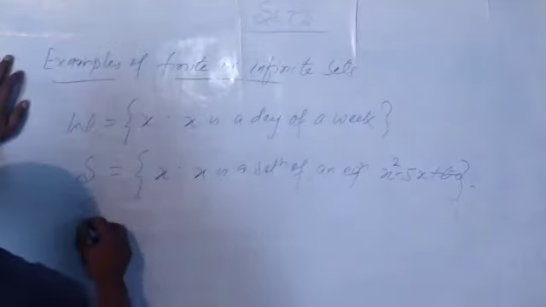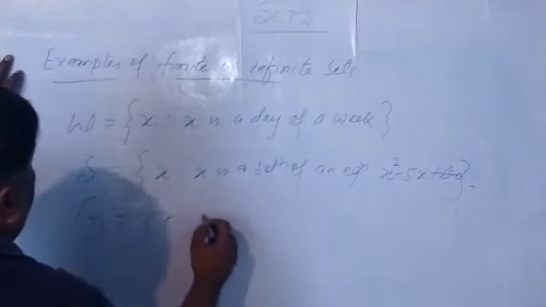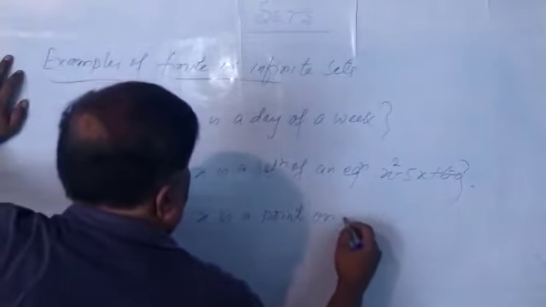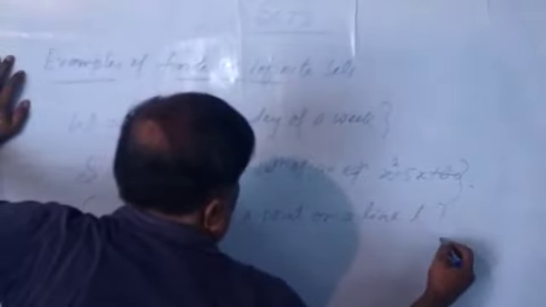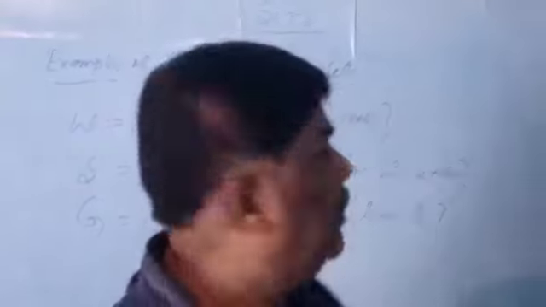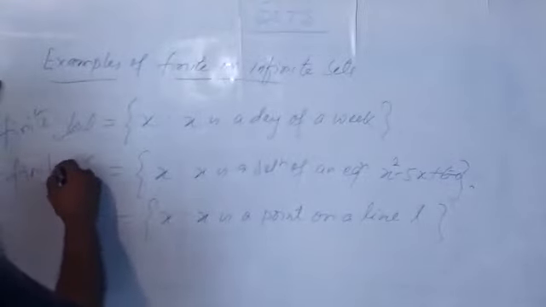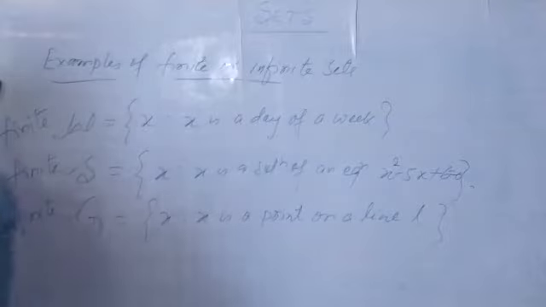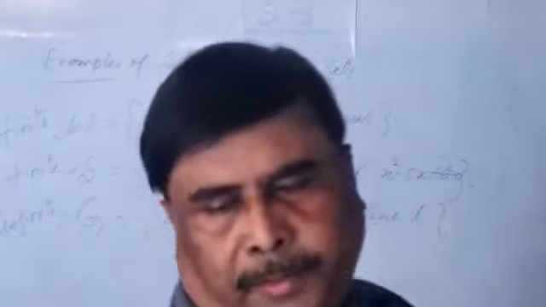Suppose G is a set of all x such that x is a point on a line L. As we know that a line consists of an infinite number of points, so there is an infinite number of elements in the set G. It means set W is finite, set S is finite, and set G is the example of an infinite set. Okay.